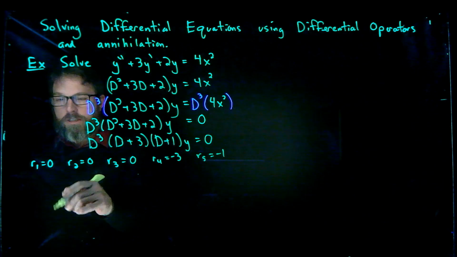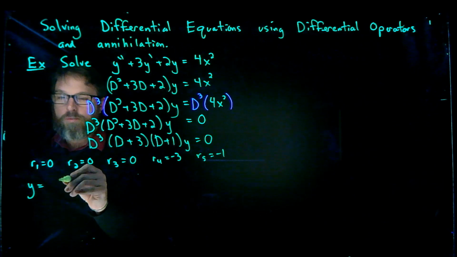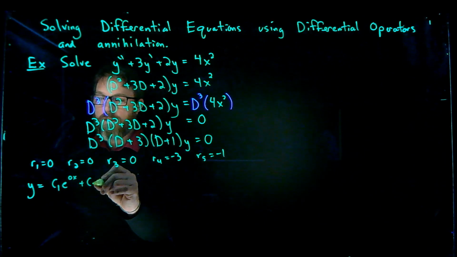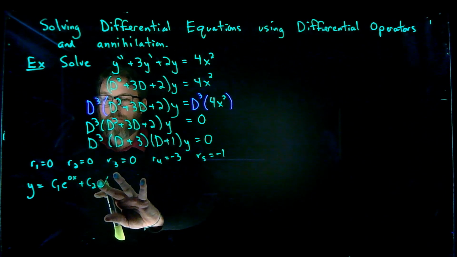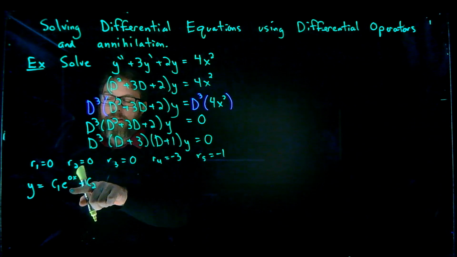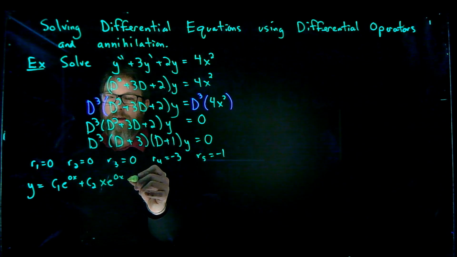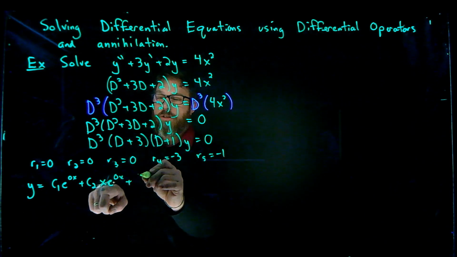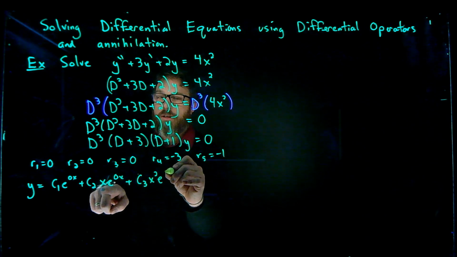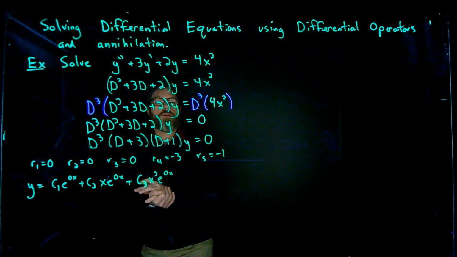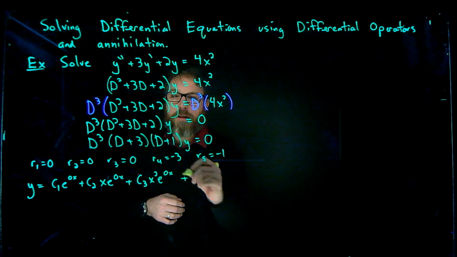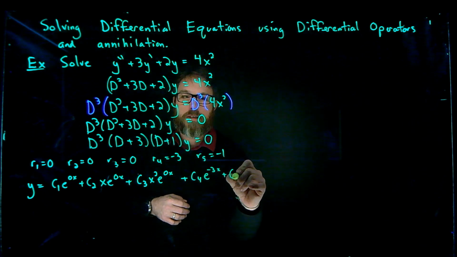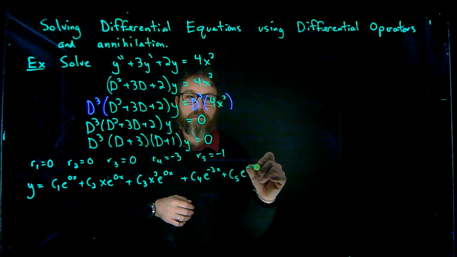So when I write this, my solution, y, is going to be equal to c1 e to the 0x plus c2 times, since this is a repeated root, I already have an e to the 0x, so I'm going to have to do an x e to the 0x. And again, I'd have another e to the 0x from here. Since it's repeated, I'm going to have to increase the power on this. So this is going to be c3 x squared e to the 0x. And that's going to take care of that linear dependency. And then finally, for these pieces, I'm going to have a c4 e to the minus 2x plus a c5 e to the minus 1x.